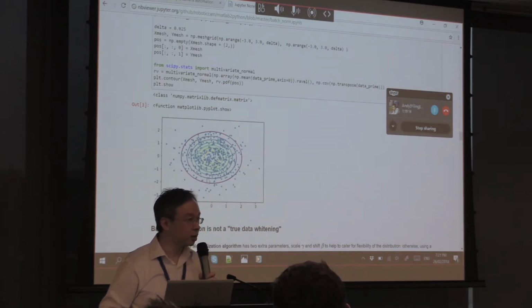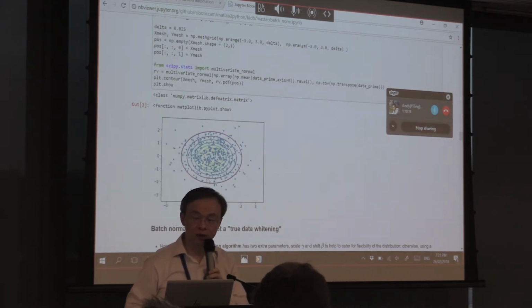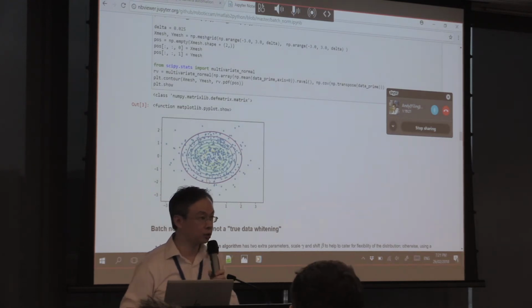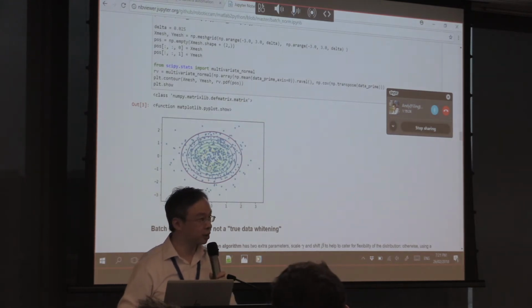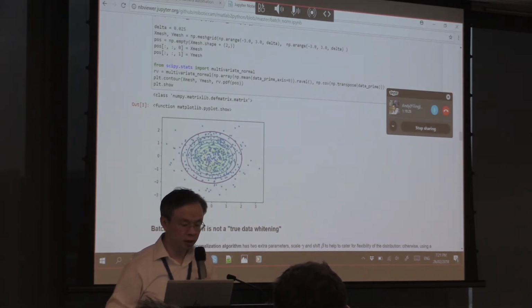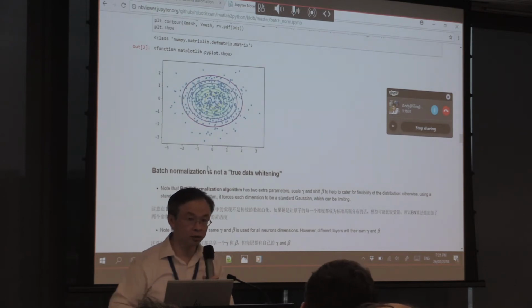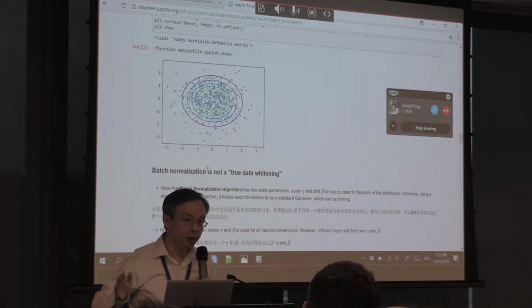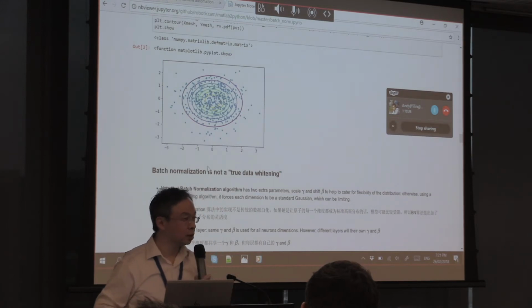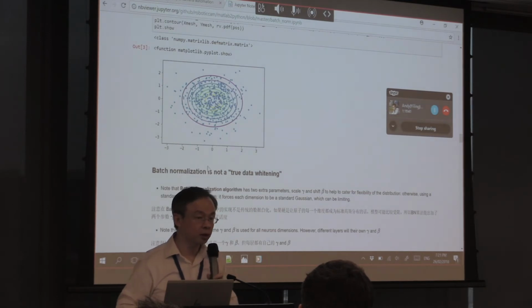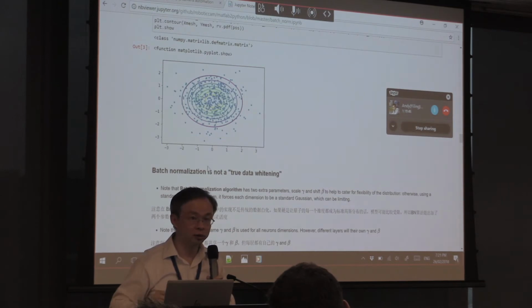And why is it good to do that? One of the reasons you want to do data whitening is that you can train your parameters a lot faster. The reason is that if you have whitened data, your loss function in terms of the parameters is going to be a symmetric quadratic, okay? So what happens if your loss function is a symmetric quadratic? It means that if you take a slice of your loss function, it looks like a circle rather than an ellipse. Why is it better?